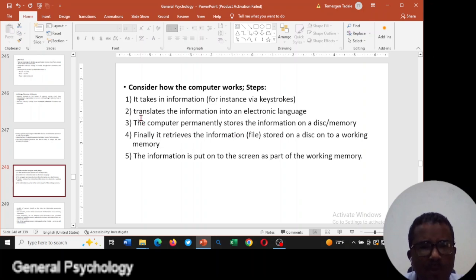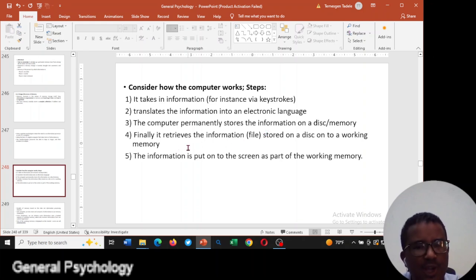Secondly, a computer translates information into an electronic language. Similarly, our mind changes the nature of information by using its potential. Thirdly, a computer permanently stores the information on a disk or memory disk. Whereas the human mind also records information in the long-term memory. They have similarities here.